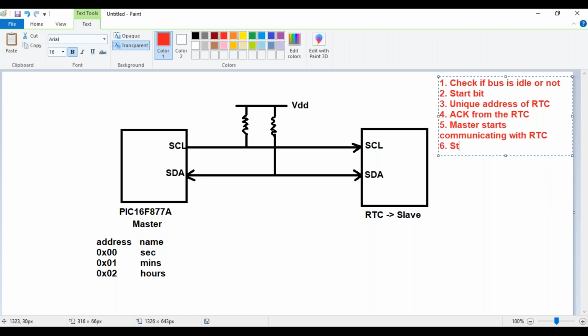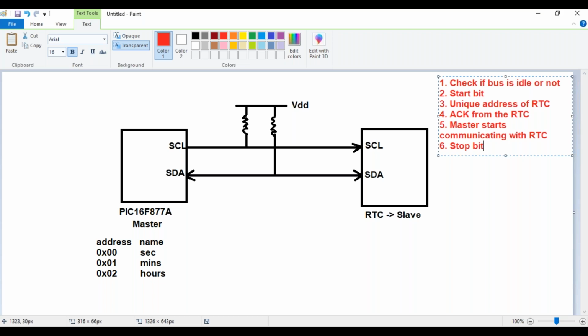So these are the procedures you are going to follow. First you check if the bus is idle or not. You transmit a start bit. Then you transmit the unique address of the RTC. Then you receive the acknowledgement from the RTC. Master starts communicating with the RTC. Then the master transmits a stop bit once the communication is completed. Are you able to follow this?